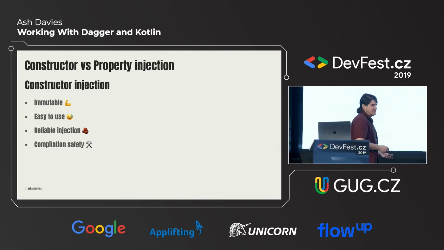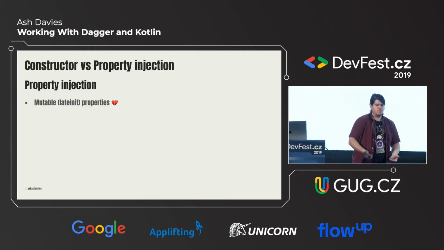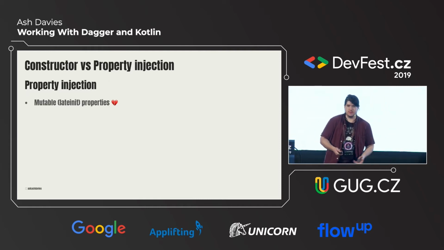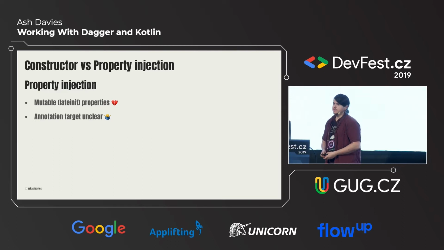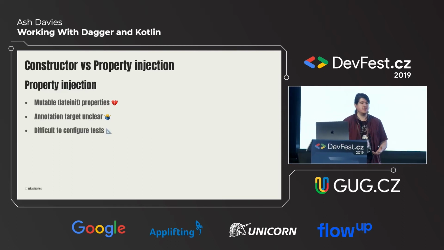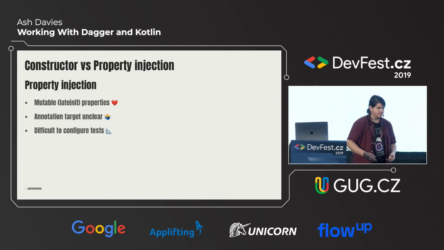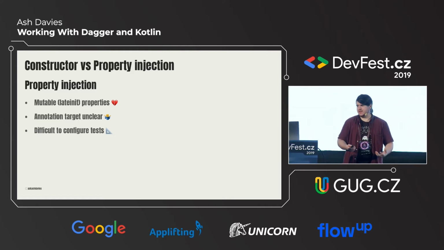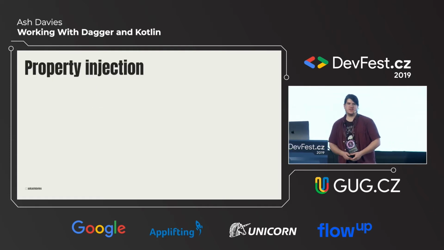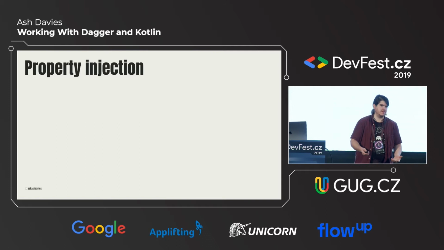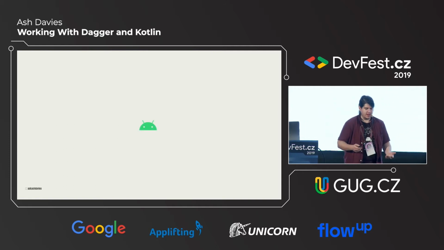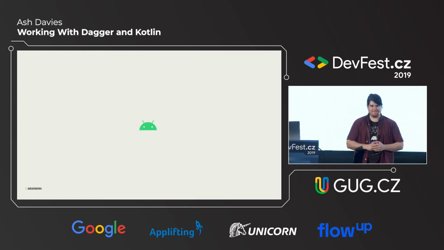So compare this again to property injection. We have mutable late-init properties. Annotation targets are a bit unclear and hard to work with. It's difficult to configure tests because you don't really know what the configuration state is and what properties it needs. It's not ideal. So, why do we use property injection if it's very clear that constructor injection is actually better for us? Well, that's because of our little green friend.